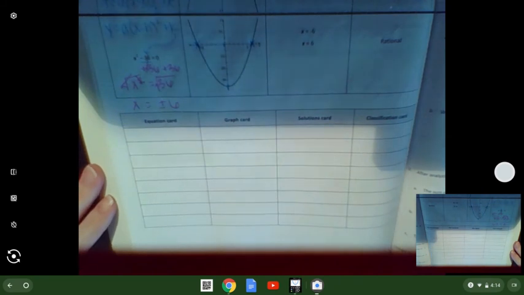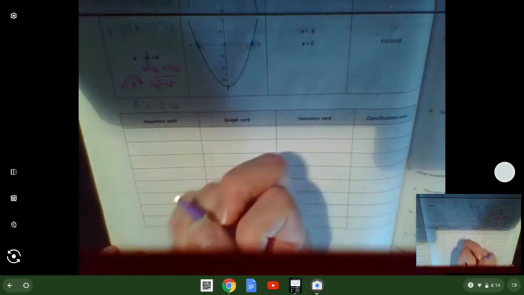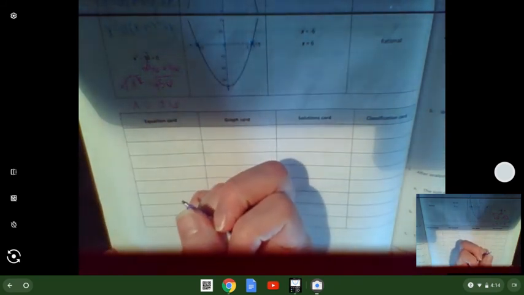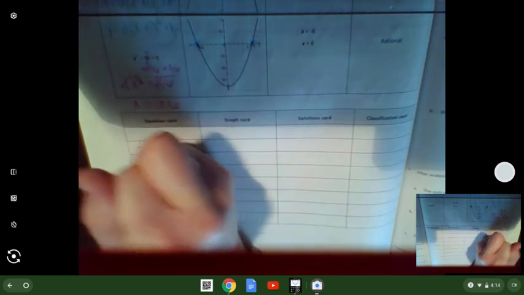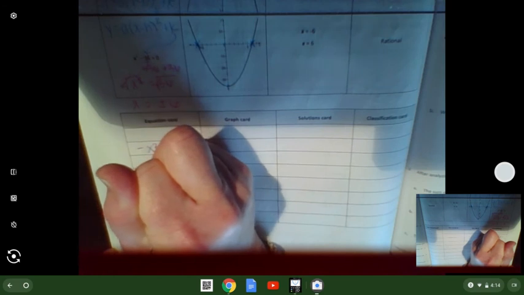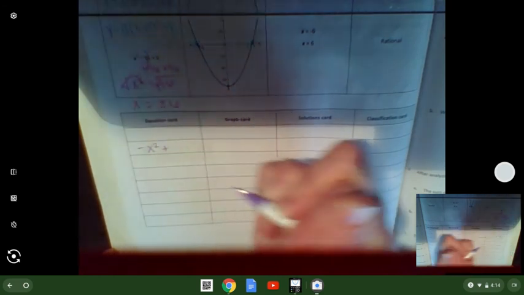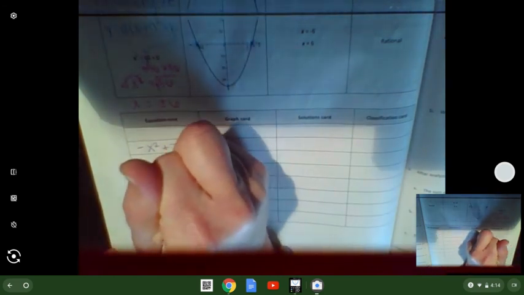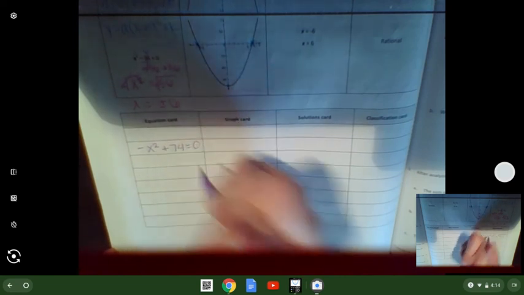I'm going to throw one more at you, just make one more up, and then I'm going to let you guys do some practice. I'm just going to use this space down here. You don't need it for anything else. Let's go with, how about this? Negative x squared plus, what's a good number? 74 equals 0. Okay, negative x squared plus 74 equals 0.